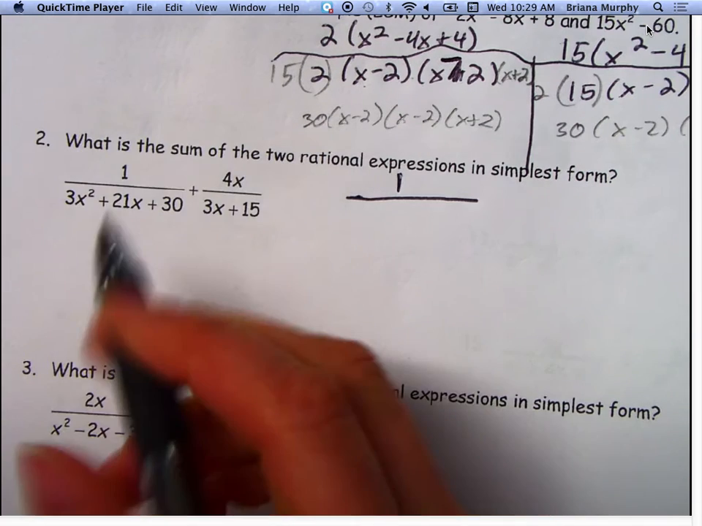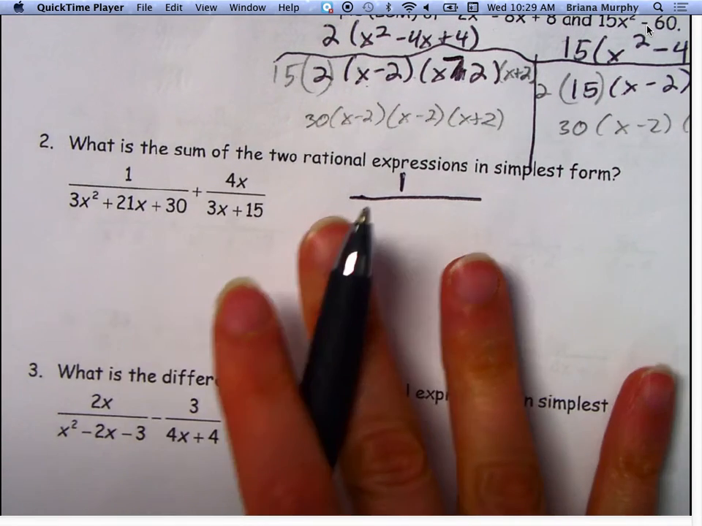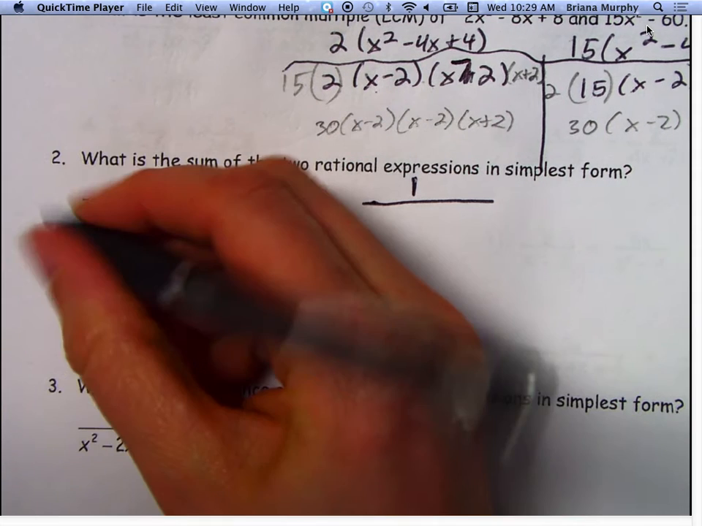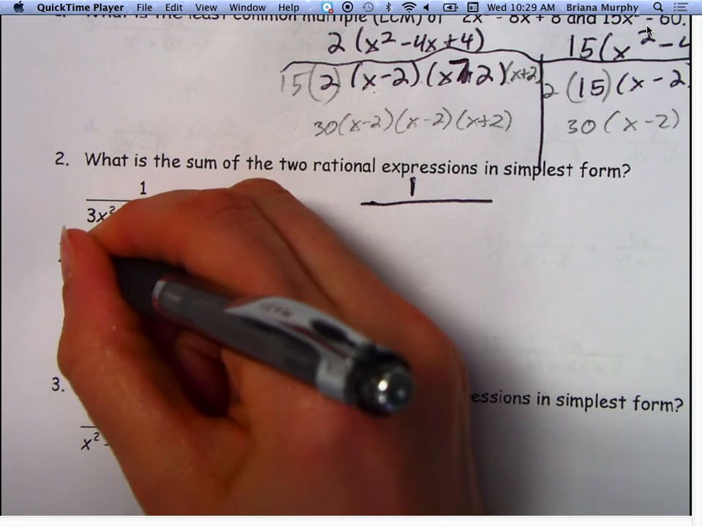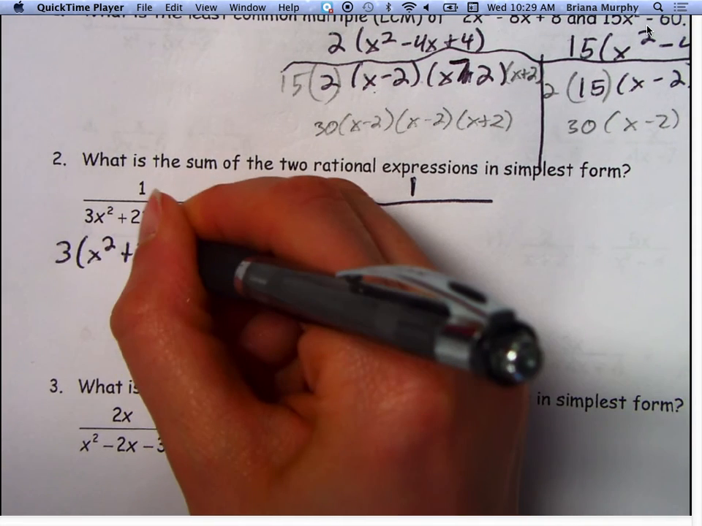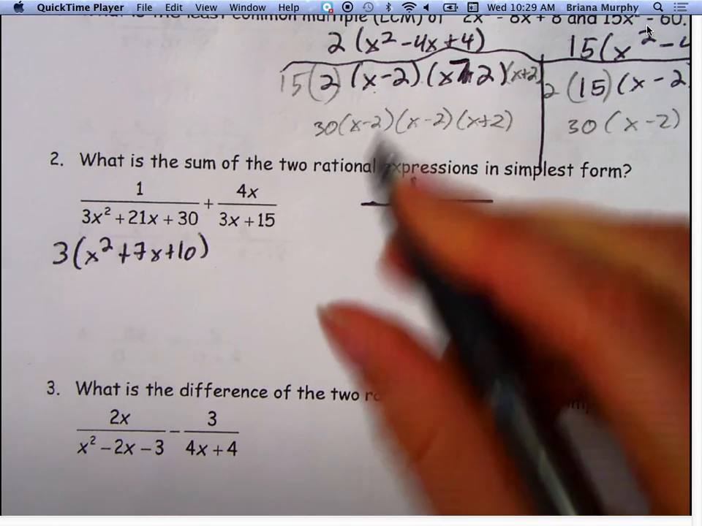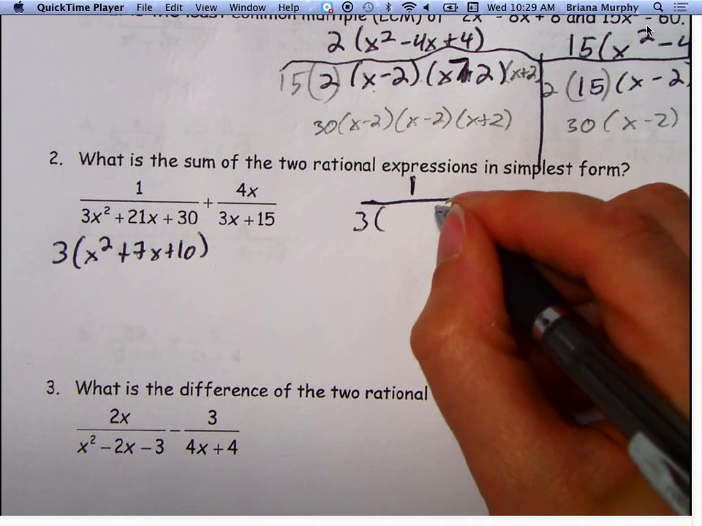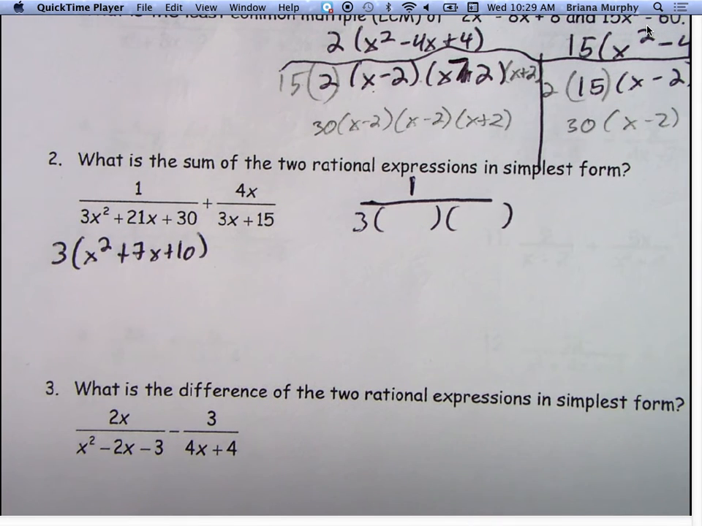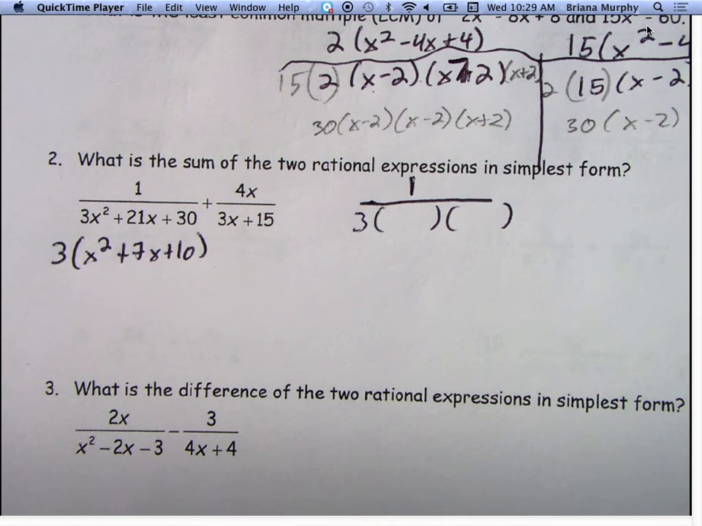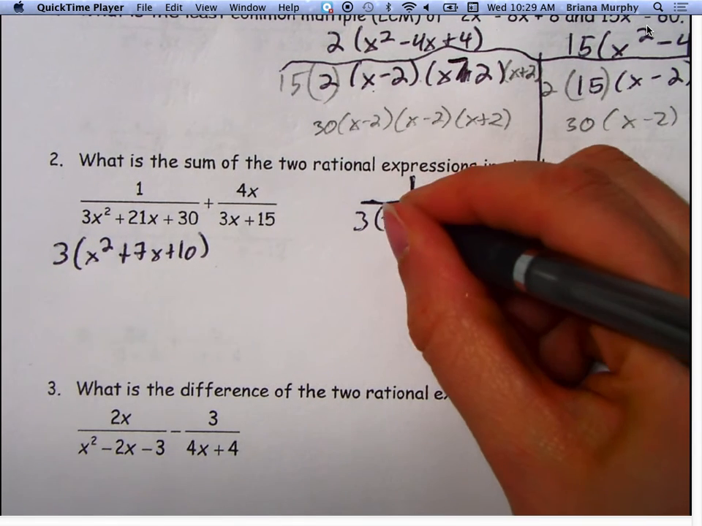All right. The first thing I'm going to do with this expression right here is to pull out a 3. And I'm left with x squared plus 7x plus 10, correct? Okay. So I can do a 3. What am I going to do to this? What's going to multiply together to give me 10, but add together to give me 7? X plus 2 and x plus 5.